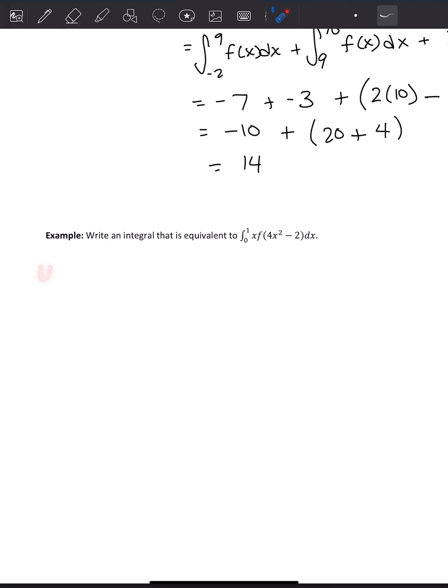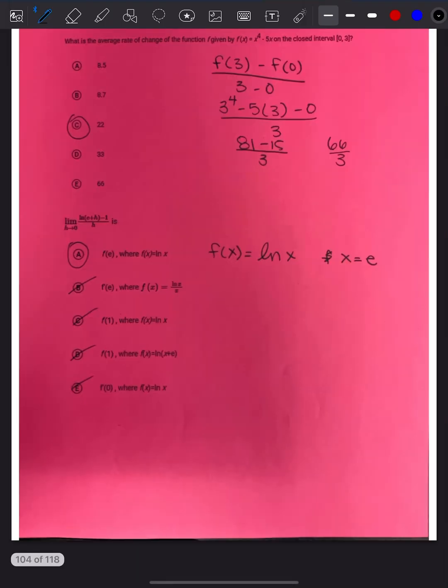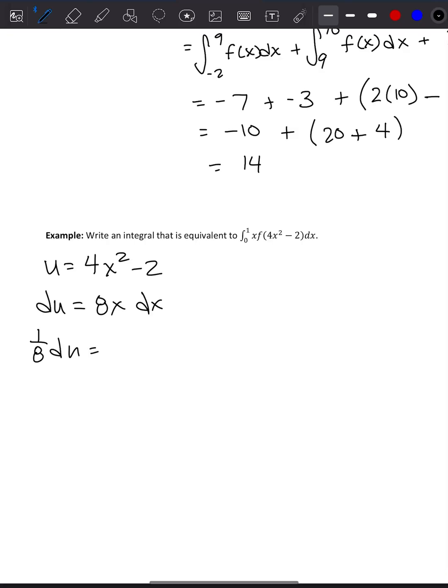So I have U, and I'm going to make it equal to our inside function, the stuff inside of f of x. So we have U is equal to 4x squared minus 2. The derivative of this is 8x dx. So if I look at what I have, the x is there, but the 8 is not. So I'm going to move the 8 over and have 1/8 du equals x dx.